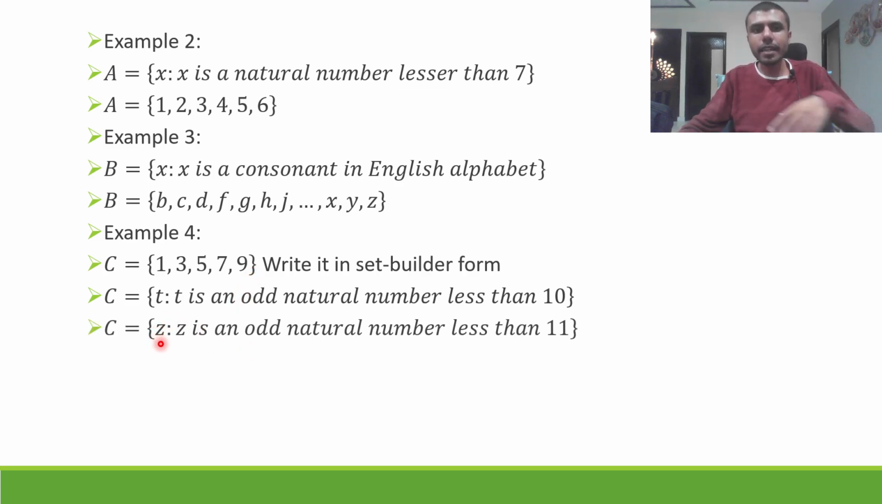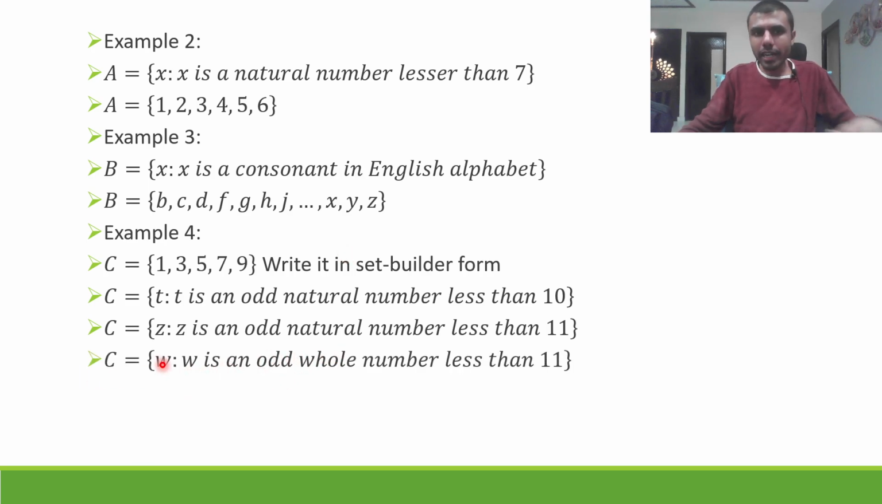I can also write it as Z such that Z is an odd natural number less than 11. That is also okay, right? What are odd natural numbers less than 11? 1, 3, 5, 7, 9. Obviously you will not include 11 because 11 is not less than 11. Okay, next. I can also write it as W such that W is an odd whole number less than 11. If instead of natural number I use odd whole number, 0 is obviously not an odd number, so you will not include it in this set, right? So 1, 3, 5, 7, 9.